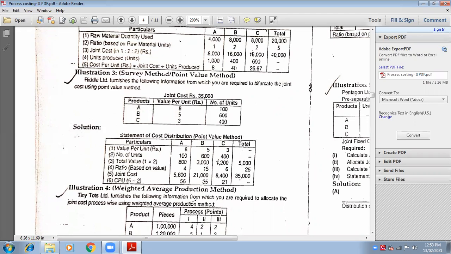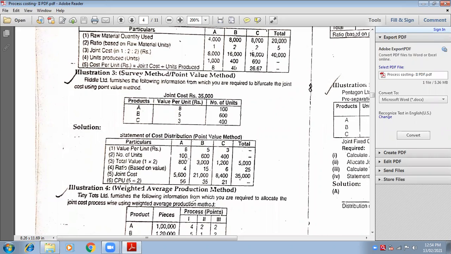Remember, in cost sheet we were doing estimated cost sheet. That time we were calculating CPU with the help of last year's cost sheet. So we were having in our hand CPU and number of units. So how we were calculating the amount, the value? By multiplying both of them. So same way here, we have to multiply two items, value per unit and number of units.